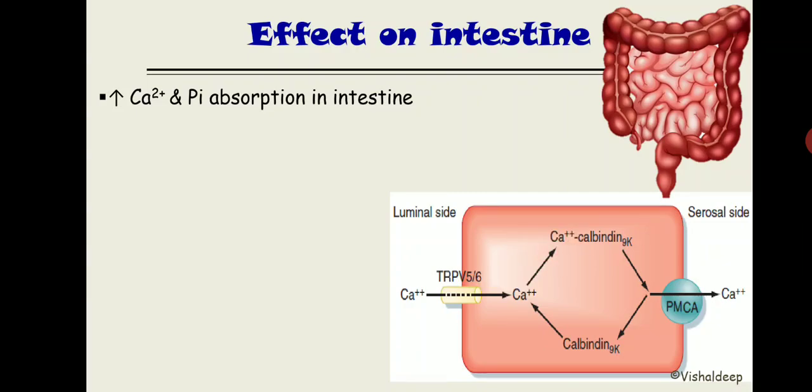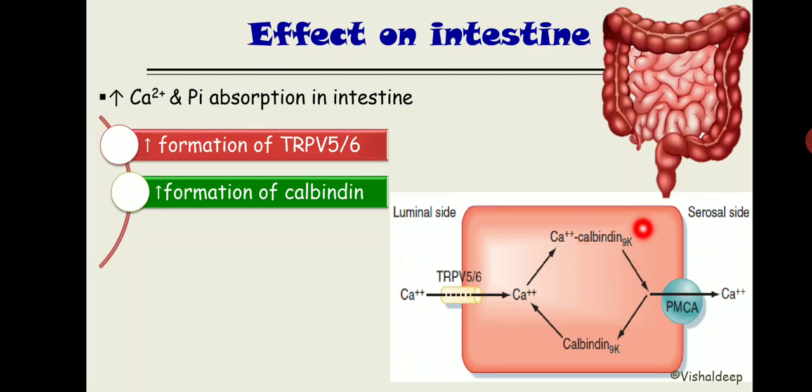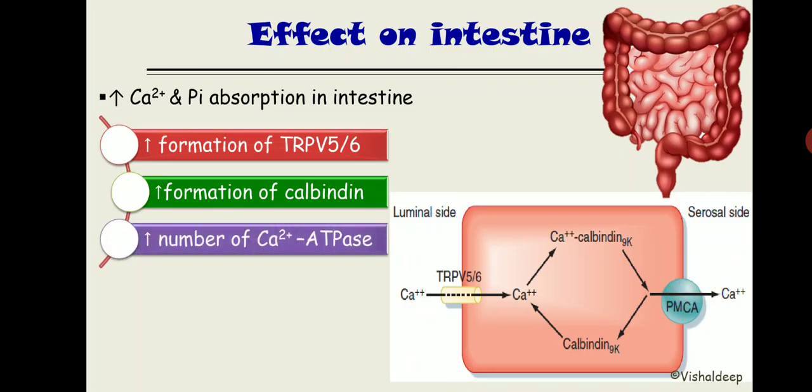So the first thing that vitamin D will do is increase the formation of this channel, TRPV5 or 6. It increases the number of channels present over the luminal side. Second, it increases the calcium-binding protein, so a greater amount of calcium will bind to the calcium-binding protein, and it will prevent the calcium level inside the cell from rising to a dangerous level. Third, it will increase the number of this calcium pump, the calcium ATPase pump, and ultimately it will increase all the steps of calcium absorption at the GI level.